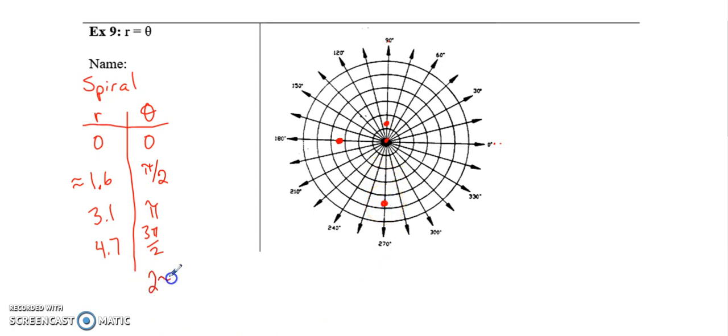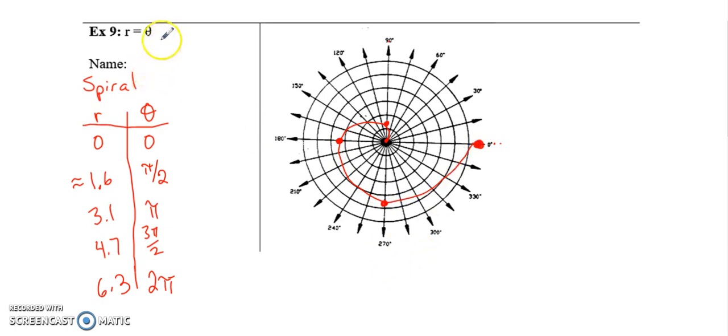And to complete it around 2 pi, again, all I'm doing is punching this into a calculator. 2 pi is 6.28, so about 6.3-ish. So here's 2 pi, the same as 0, and 6.28 is about there. A little bit beyond, that's okay. Now, how do you connect those? Connect them in order of the angles: 0, pi over 2, pi, 3 pi over 2, 2 pi.